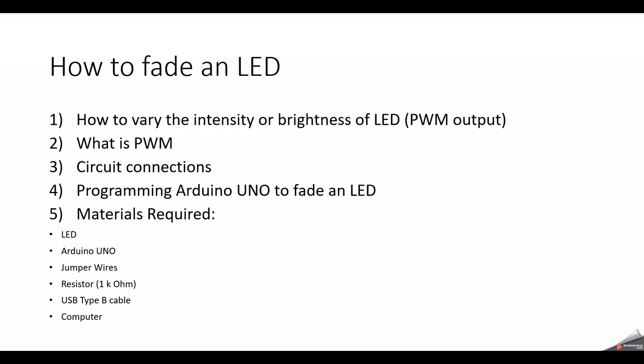First let's see the materials required. We need an LED, an Arduino UNO, jumper wires, a resistor. I'm using 1 kilo ohm. If 330 ohm is available, you can use that. We'll also be needing a USB Type B cable to connect the Arduino UNO to the computer, and of course we need a computer to program the Arduino UNO.